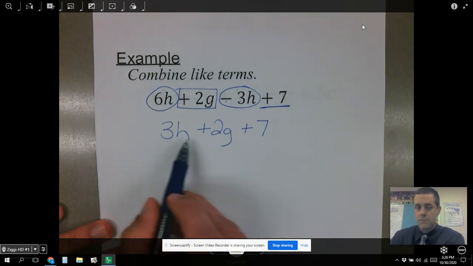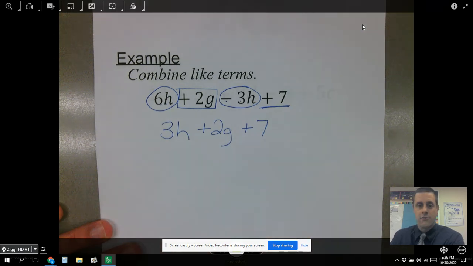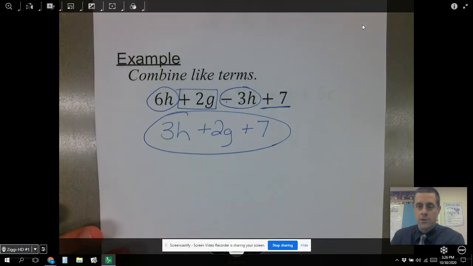Now I have 3h plus 2g plus 7. None of these terms are like each other. None of the terms share the same variable or power, so they cannot be combined. So your final answer is 3h plus 2g plus 7. You cannot simplify that expression any further.